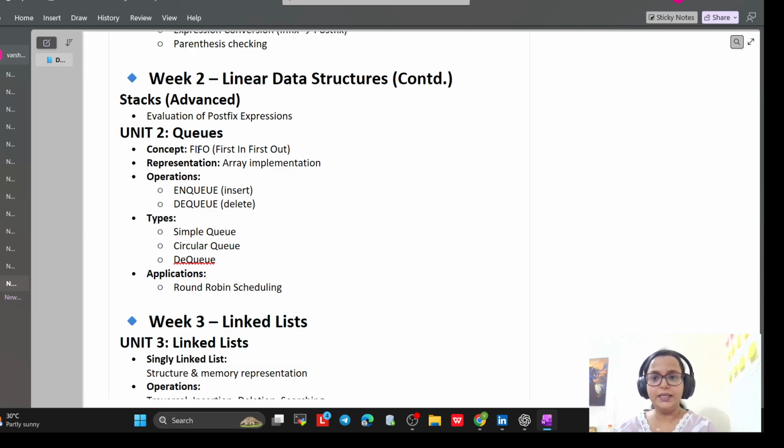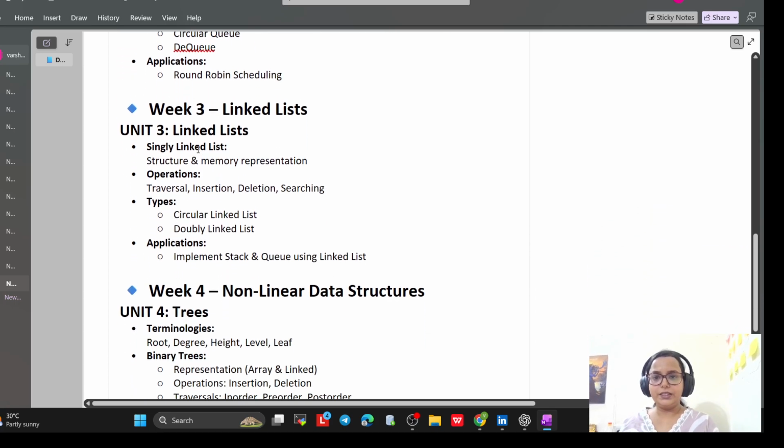DQ means delete. And types we are going to discuss about simple queue, circular queue and DQ. And here we are going to follow application, that is round robin scheduling. So that we are going to learn in week 2.